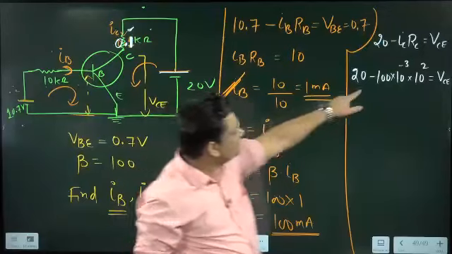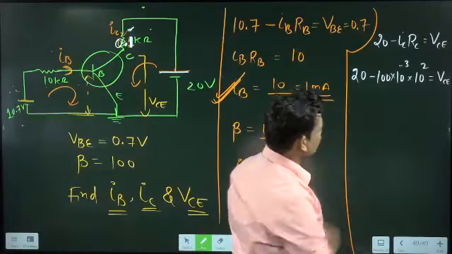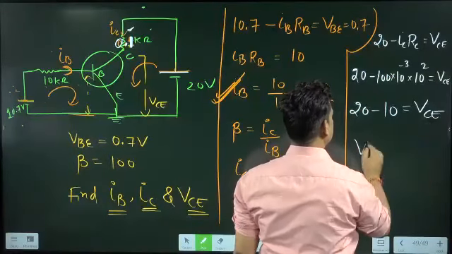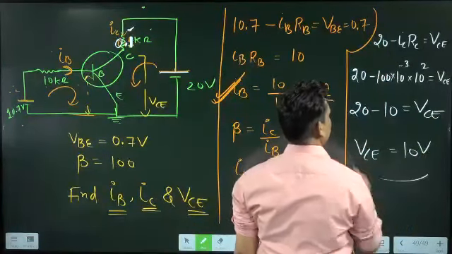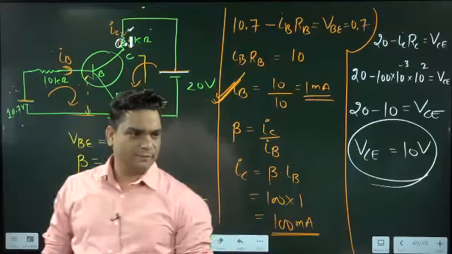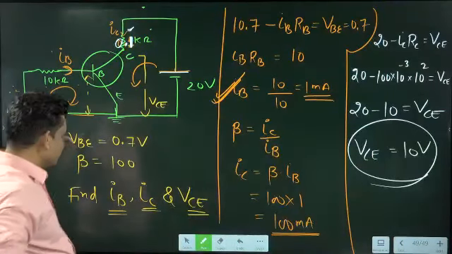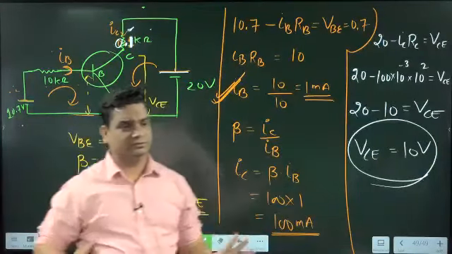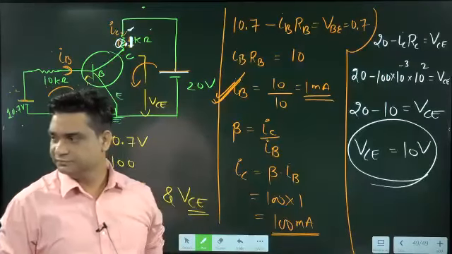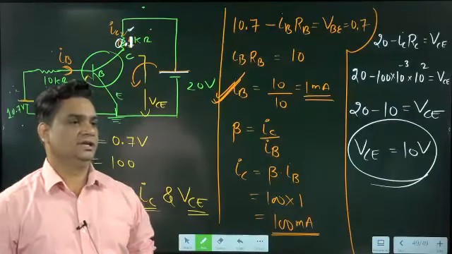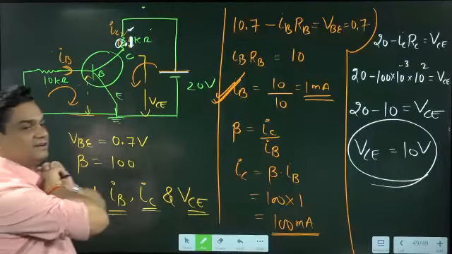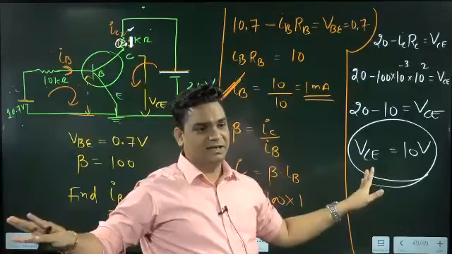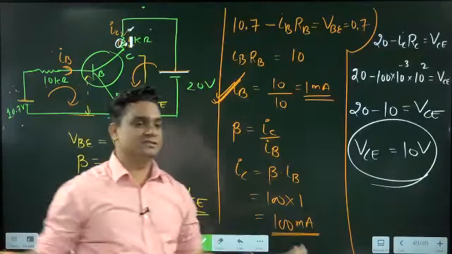Can we get the answer? Yes. These are 10 power 2 and 10 power minus 3, so 20 minus 10 is the VCE. So it becomes 10. All the things in this question, we got IB, we got IC, and we got VCE. Now clear? Over. So this way the semiconductor transistor is completely over. Each and everything we have done. Nothing left, all the important things are over.